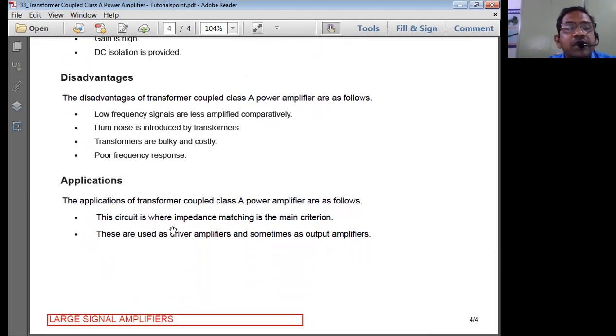What are the disadvantages? The disadvantages are that transformers are bulky and costly. Weight is increased, and cost is also going to increase. The next is that it is going to provide us a poor frequency response, and low frequency signals are less amplified comparatively. So obviously, the purpose of the power amplifier is to amplify the large signals. So low frequency signals, of course, matter for us. Low frequency signals are less amplified in comparison to the simple class A power amplifier circuit.